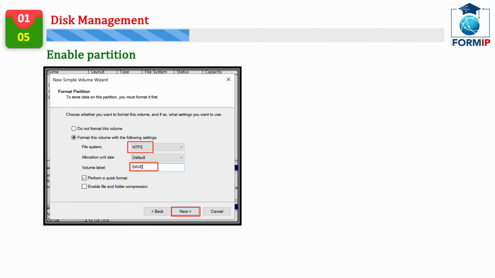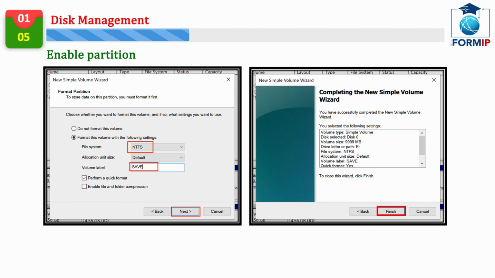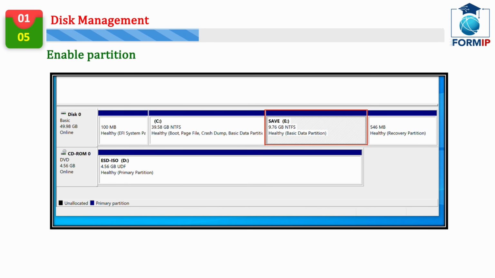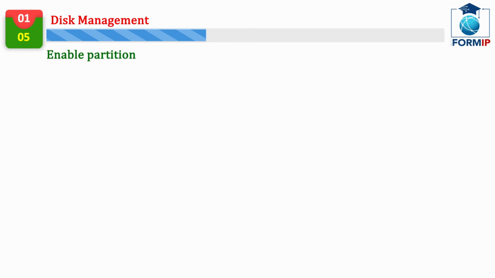Then, we're going to format this new volume as NTFS and name it Save. And finally, all that's left is to click on Finish after having checked the parameters we entered. And automatically, Windows will mount the drive and we can use it immediately.